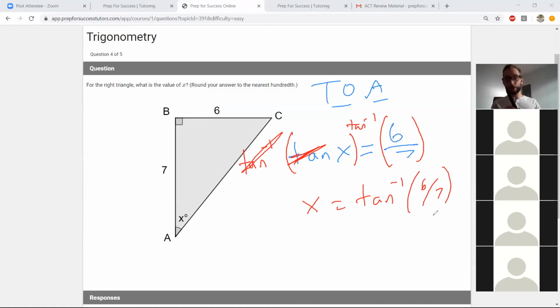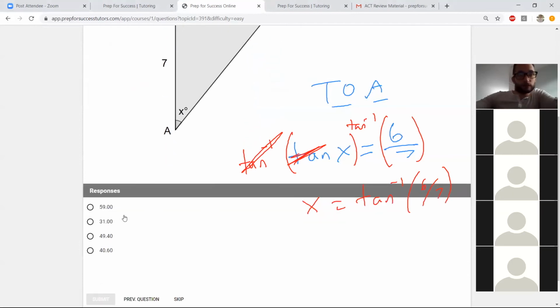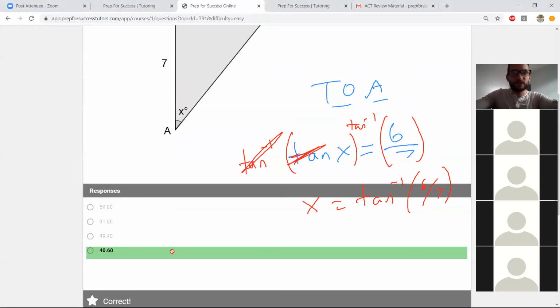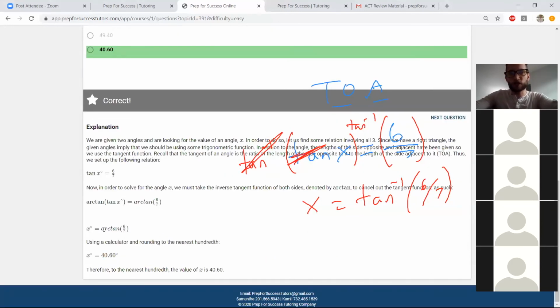Honestly, I don't have a graphing calculator on me, but if anyone has an answer, they can message me. Thank you, tan of 40.6 is going to give me 6 over 7. If you have a graphing calculator, you just do it. It's also called arctan, or tan to the negative 1, or inverse tan. That's how you get rid of tan. So you just do arctan of 6 over 7, which gives us 40.6.